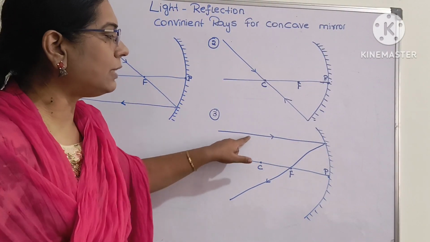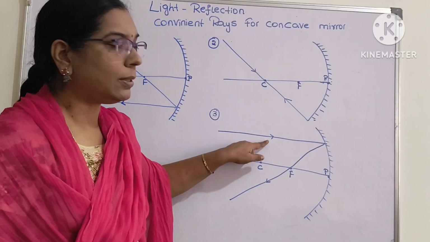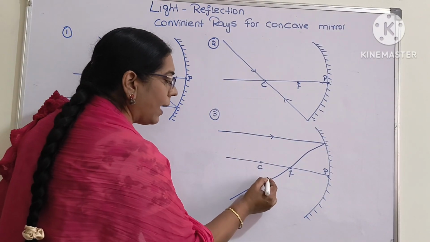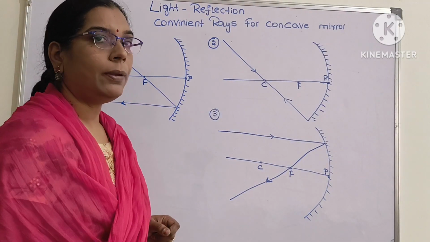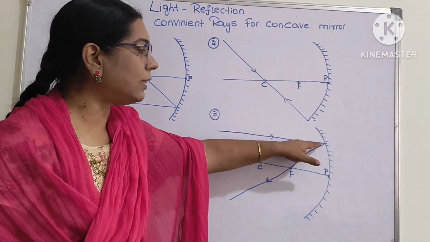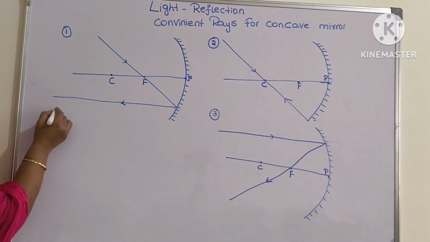Arrows are important. The incident ray is moving towards the mirror, so put the arrow towards the mirror. The reflected ray is moving away from the mirror, so the arrow should be away from the mirror. If the incident ray is parallel to the principal axis, the reflected ray will pass through the focus.